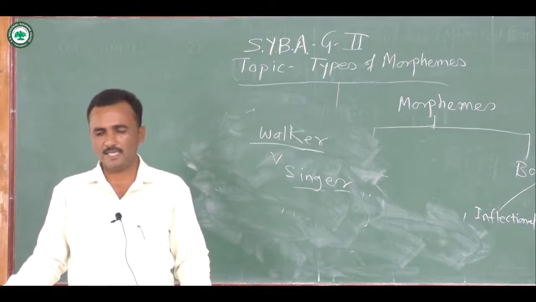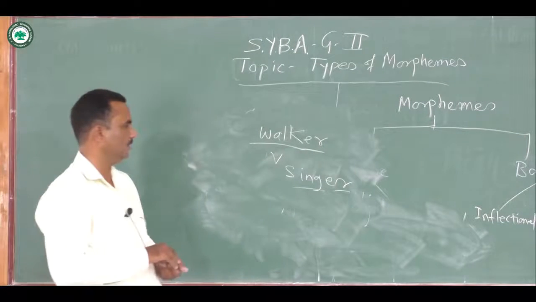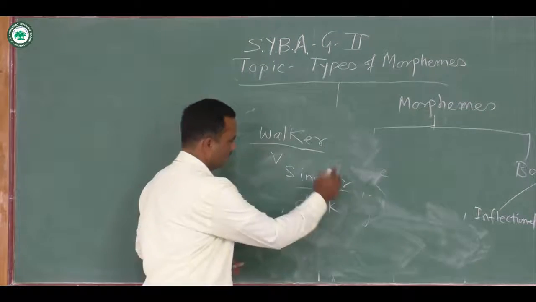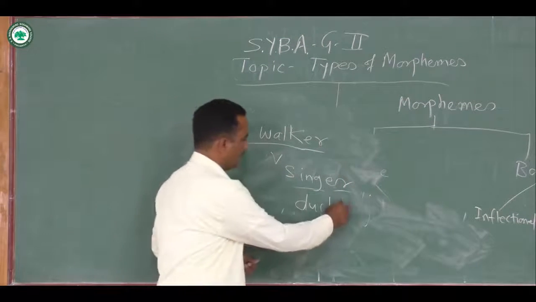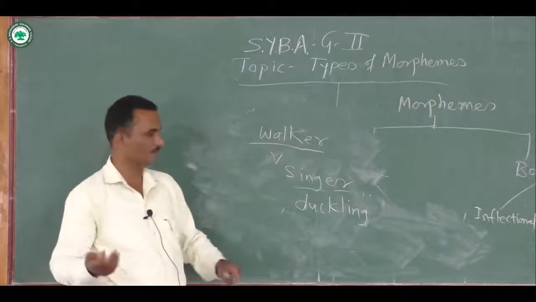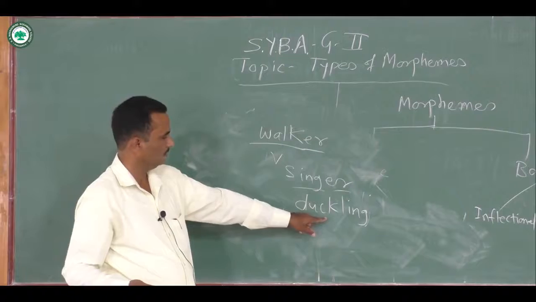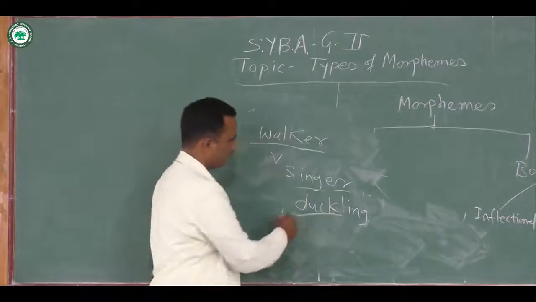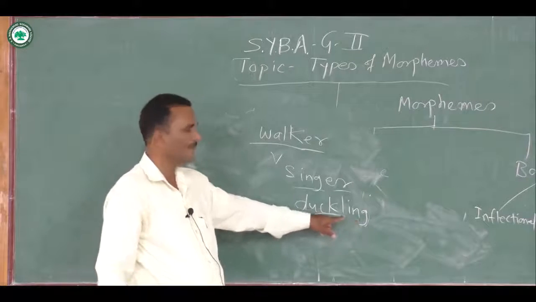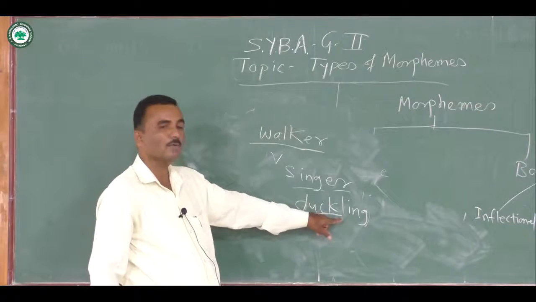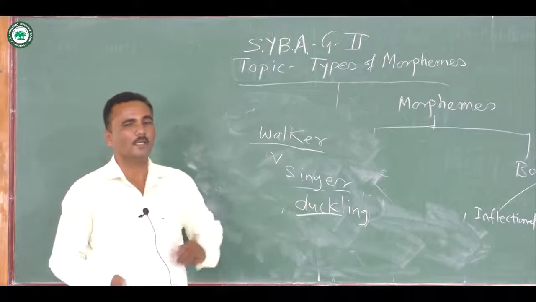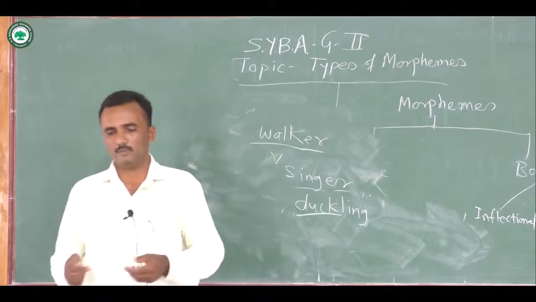Sometimes they change the subclass of the word. For example, look at the word duck. When the morpheme ling is added to duck, it becomes a small duck. Duck is a root, and ling is a morpheme, so it became duckling, and it became small. So this is called a subclass. This subclass is changed. Now we are going to talk about inflectional morphemes.